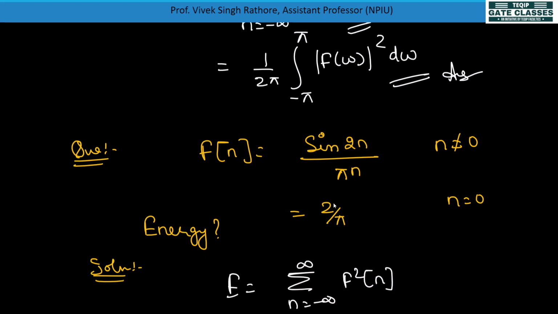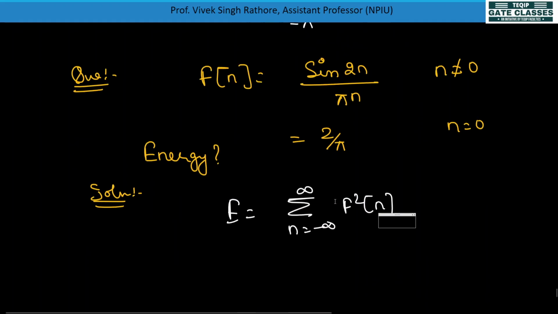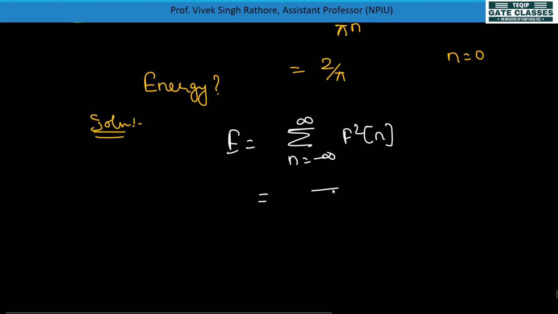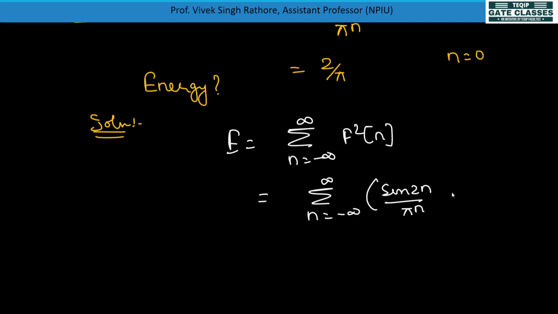You'll write it like this: n equal to minus infinity to infinity. What is your signal? The signal is sine 2n by pi n, and for n equal to 0 the value is 2 by pi. This is your f of n. You need to do the square. It will take a lot of time to calculate it, so better don't go with this.